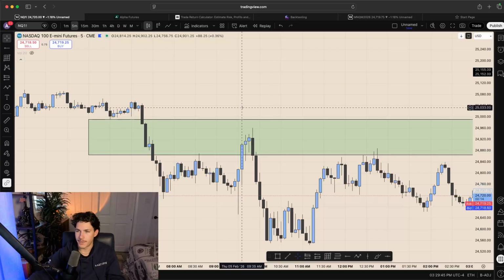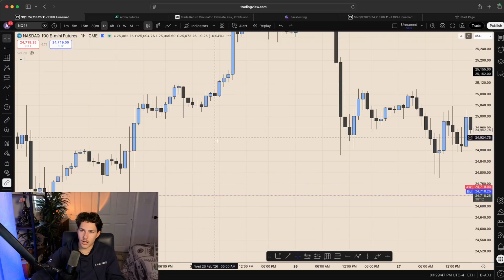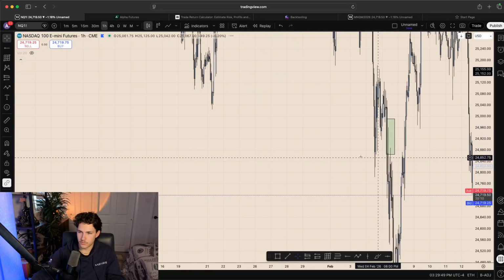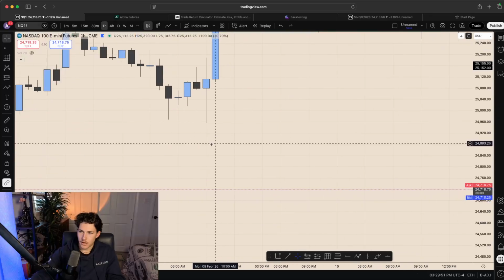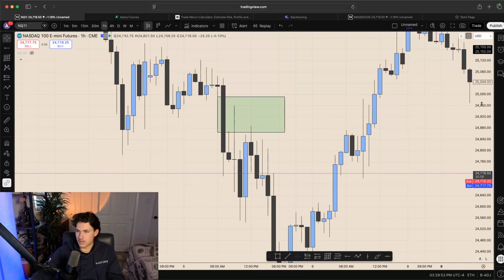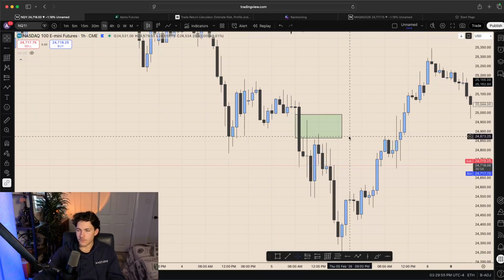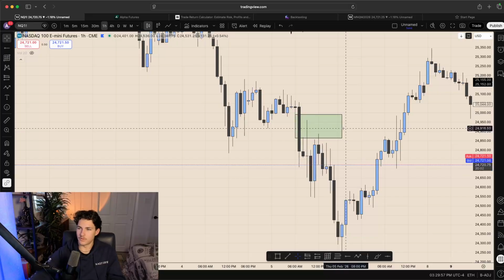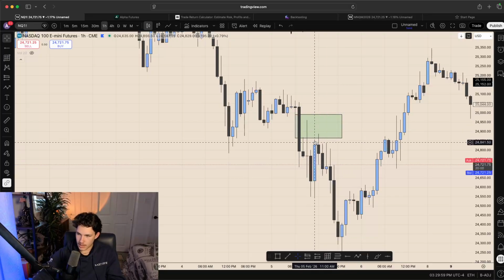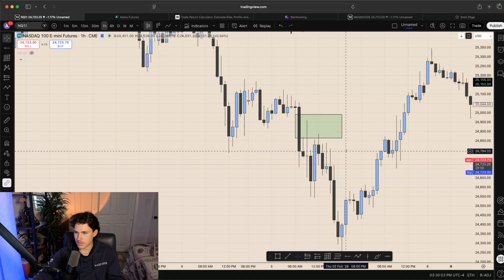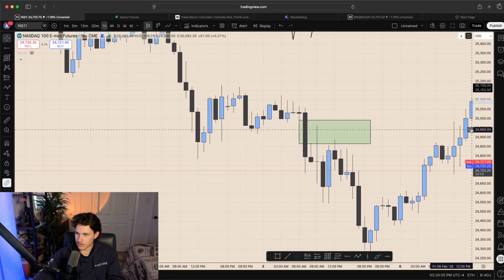That's our entry. Go back to the 1 hour. Let's show this again. Because this is very, very simple. It happened right here, and we even came back into the gap and pushed it lower, but we don't really care about that because that was another retracement.